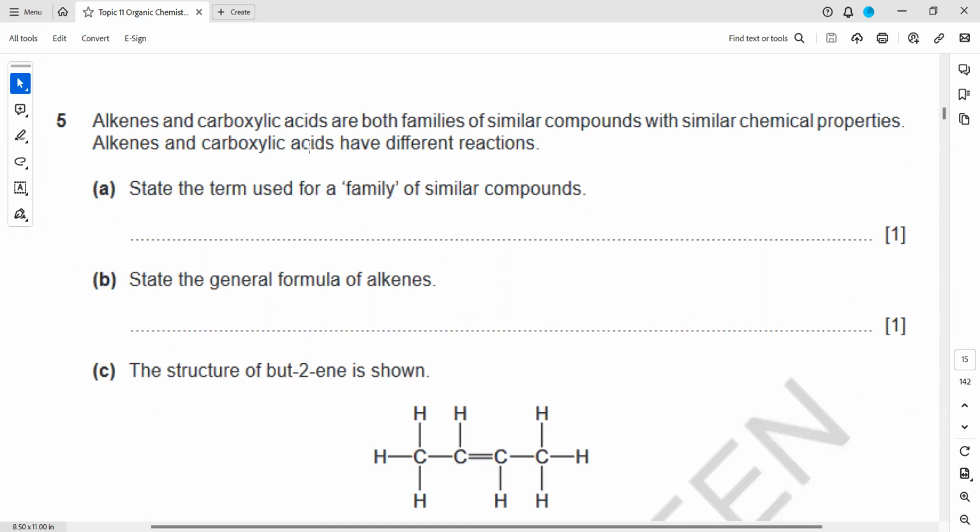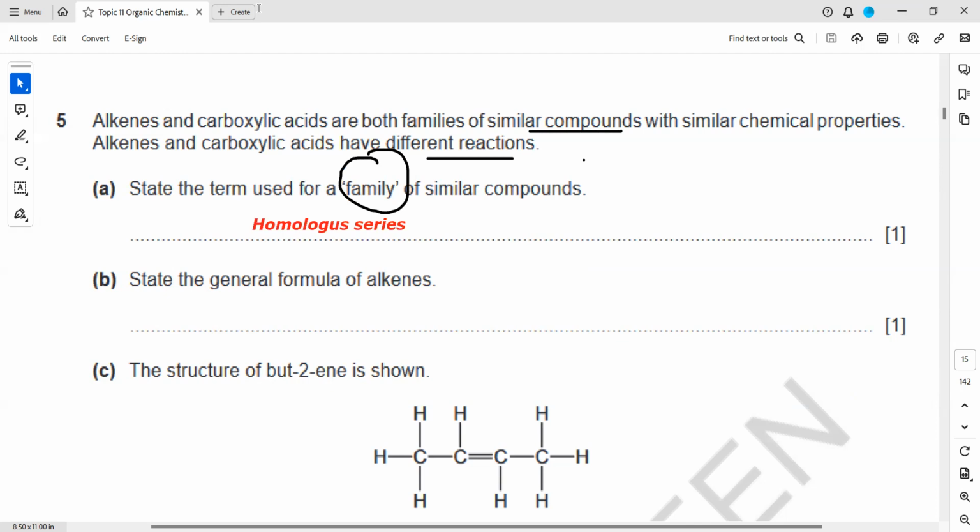So in this question, alkenes and carboxylic acids are both families of similar compounds with similar chemical properties. Alkenes and carboxylic acids have different reactions. State the term used for a family of similar compounds. What do we call a family of similar compounds? Homologous. So it will be a homologous series.